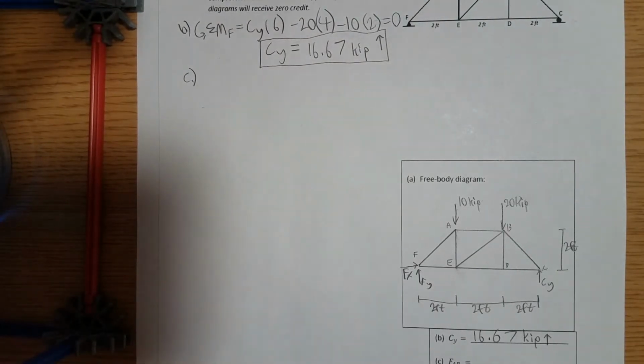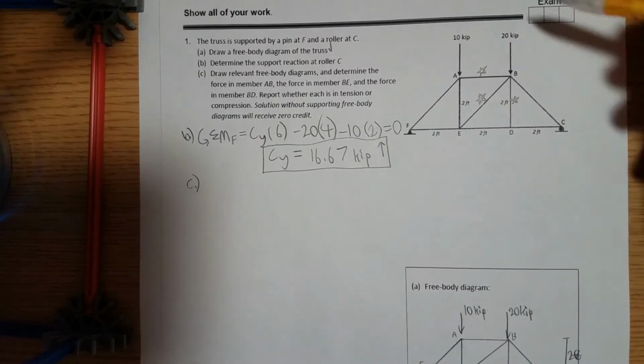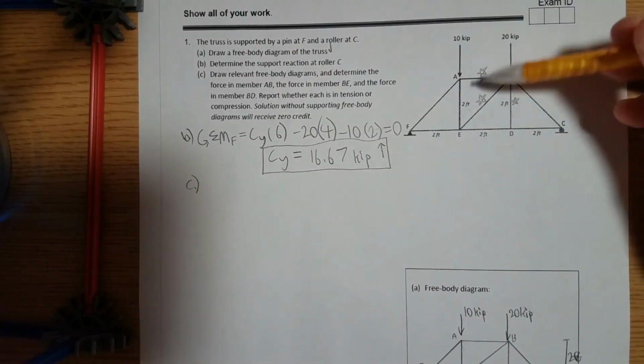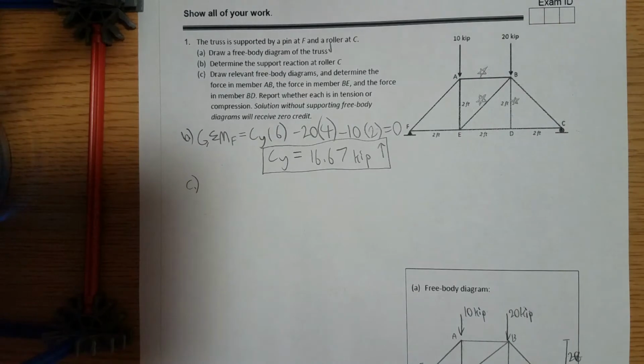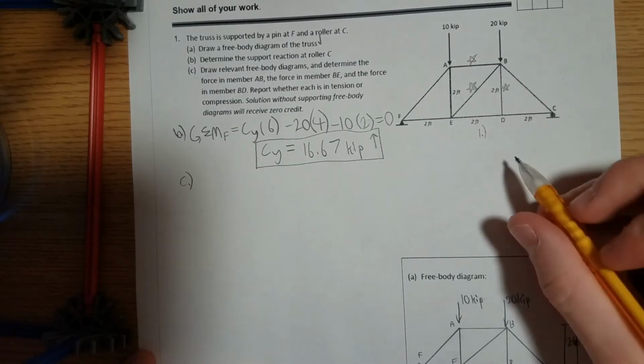Okay, so for part C, draw free body diagrams and determine the force in AB, BD, and BE. Everything that we've started. So we're going to solve this using what we do to solve for trusses. Now, I think for trusses, there should be a few steps you should follow. I'm going to write them out here.